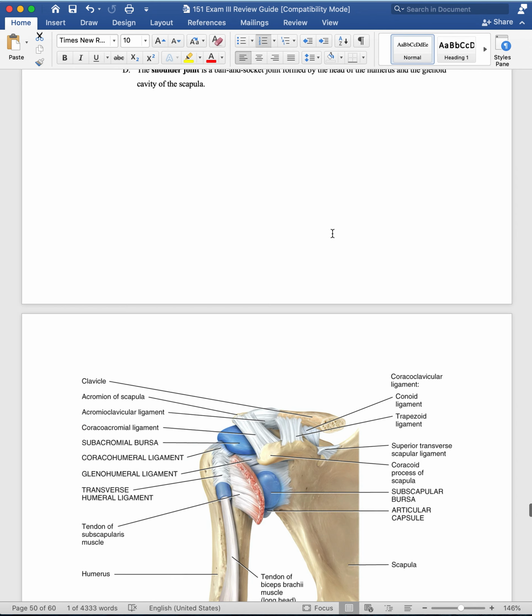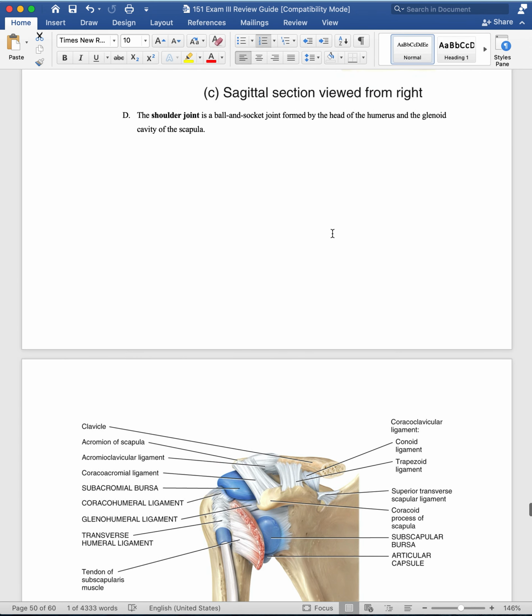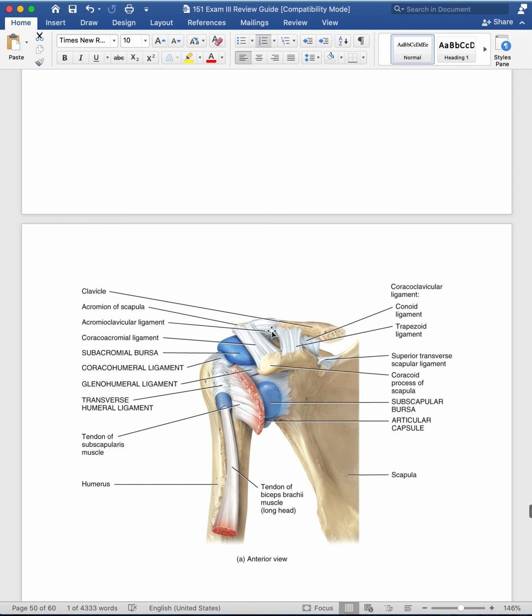The next one I'm going to talk about is the shoulder joint. Now, if I talk about every detail of the shoulder joint, we will be here all day. So know that you just need to review the shoulder joint such that you know all of the different bones that are involved. There's only three: the scapula, the clavicle, and the humerus. The different regions of the scapula and what they are. Here's the coracoid process. That's the acromion.